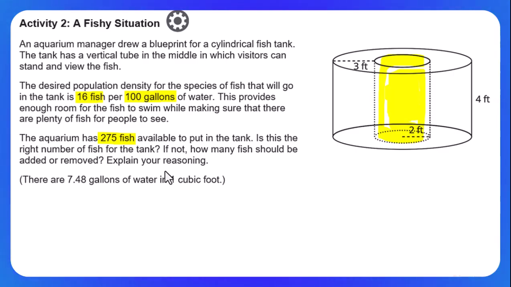Okay. Again, the aquarium has 275 fish available to put in the tank. Is this the right number of fish for the tank? If not, how many fish should be added or removed? Let's highlight this. There are 7.48 gallons of water in 1 cubic foot.